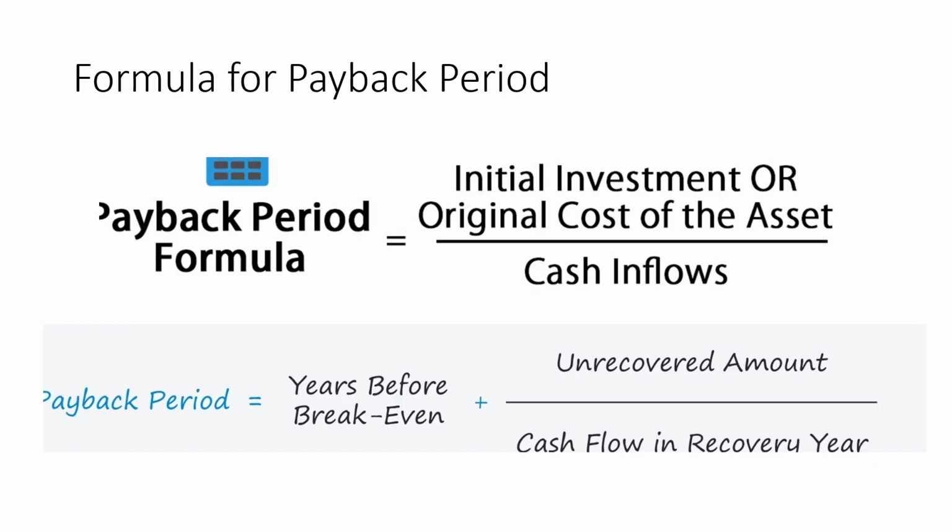Let's discuss the formula of payback period. Mainly two formulas are used. In case of constant cash flows, we use the initial investment or the original cost of the asset divided by cash flow. And if the cash flows are not constant, that is, uneven, the payback period is determined by using the formula: year before break even plus unrecovered amount divided by cash flow in the following year. I hope you understand the payback period technique.